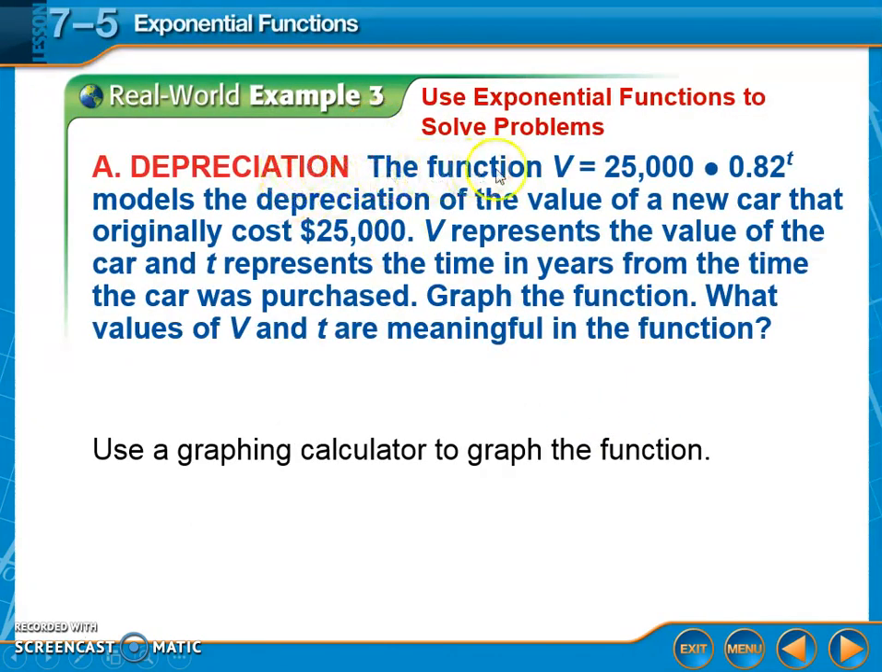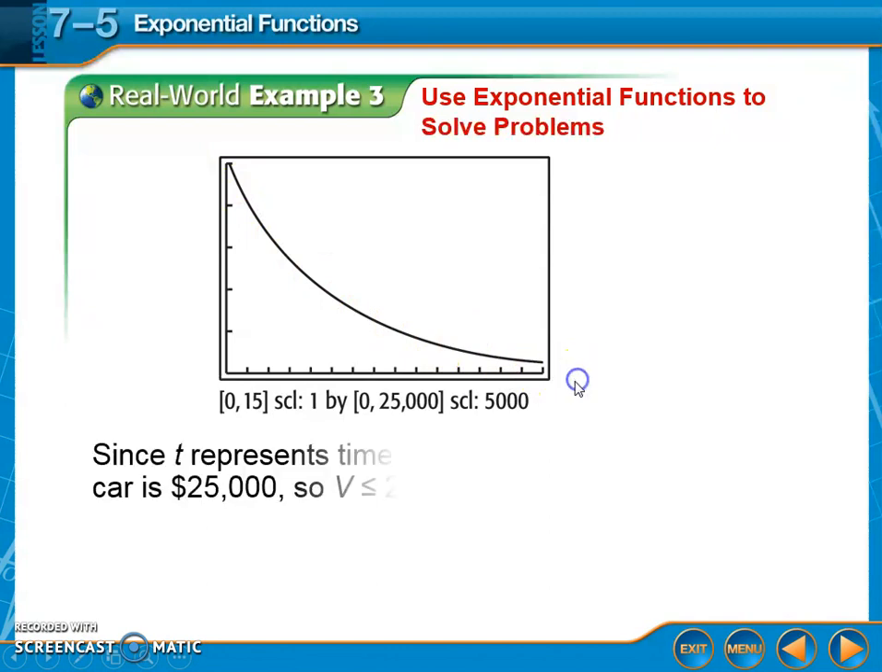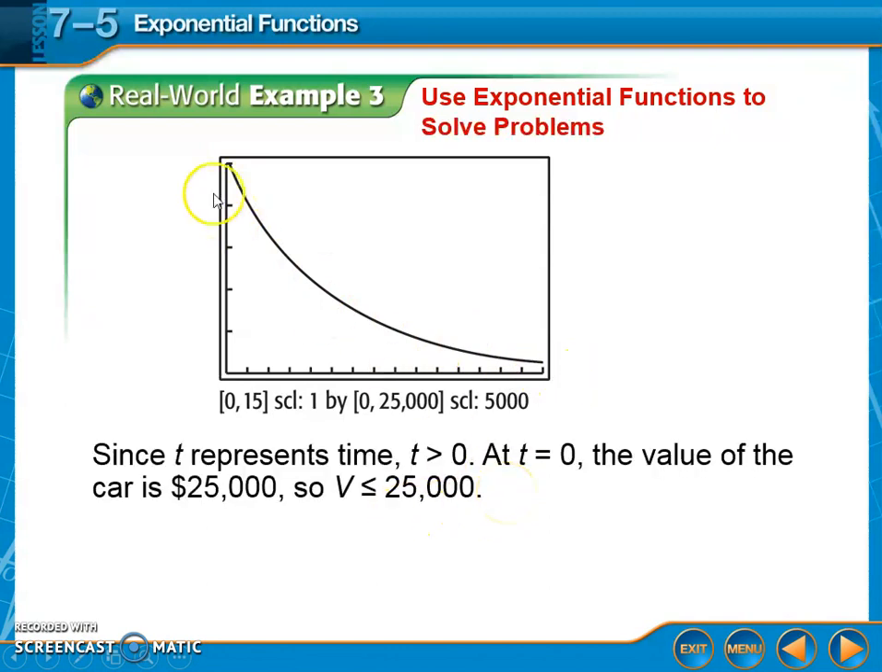Here we go. The function V equals 25,000 times 0.82 to the t is depreciation of a new car that started at 25,000. V represents the value. T represents time in years. Okay, graph the function. So just put it in a graphing calculator. Instead of a t, put an x right there. Okay, that's what it's going to look like. And what you can do is you can go to your table and you can see, hey, in 5 years, 1, 2, 3, 4, 5, the car is going to be worth this much.